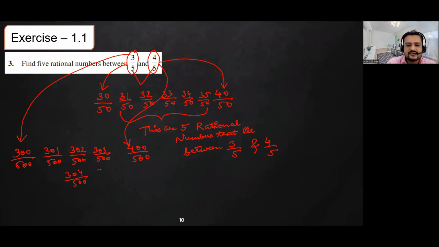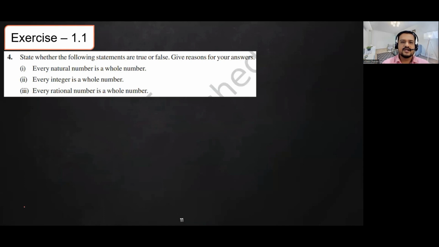304/500, 305/500. These all rational numbers are between 3/5 and 4/5 only. Yes, we can increase the zeros, 1000, that way also. Okay, now this is the last question of this exercise. We'll cover this also.